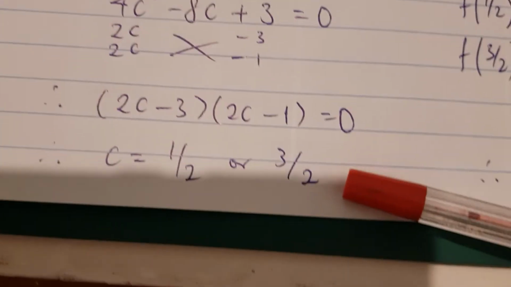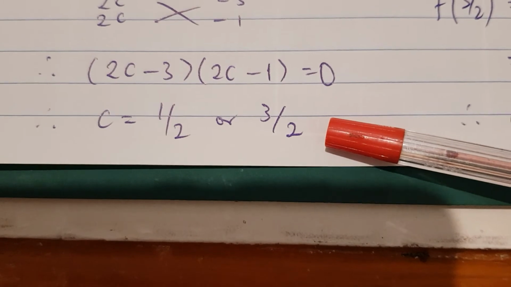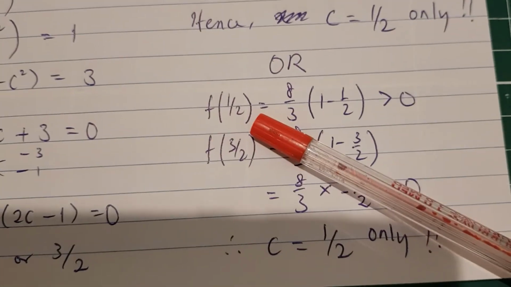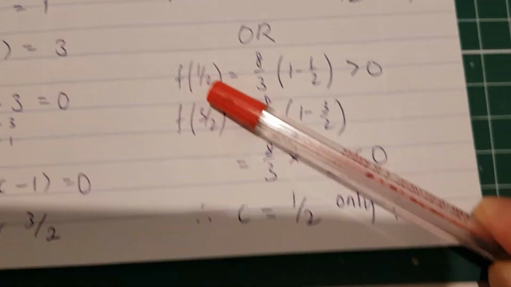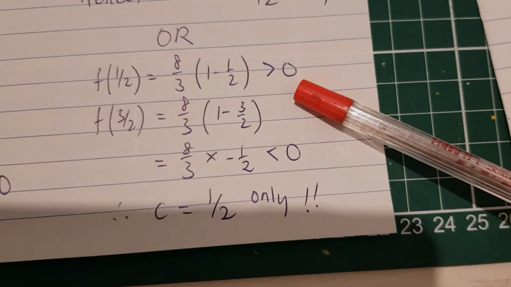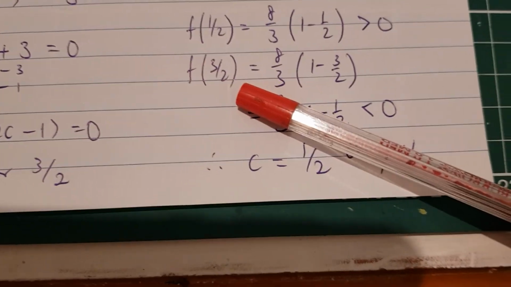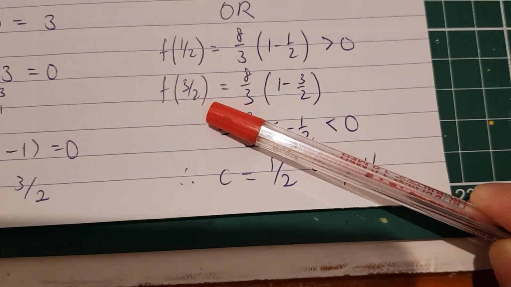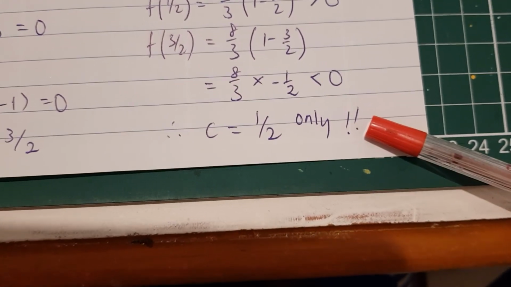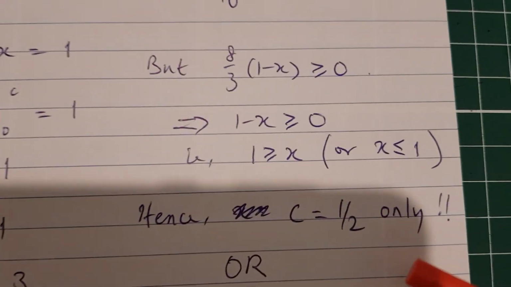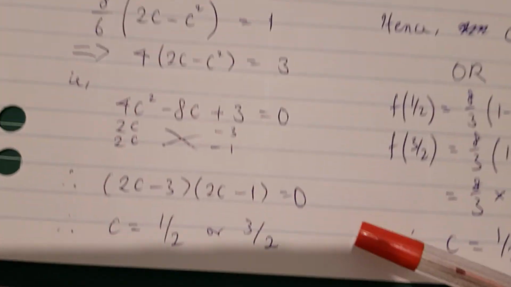Now, you could also use this one. I mean, out of these two C values, you can actually sub back into the little fx function, which is then if you substitute half in there, then you get positive answer. But unfortunately, if you substitute 3 on 2, you don't. So that way you can see that C equals half is the only answer. So you either use this method or that method to eliminate one of these possibilities.